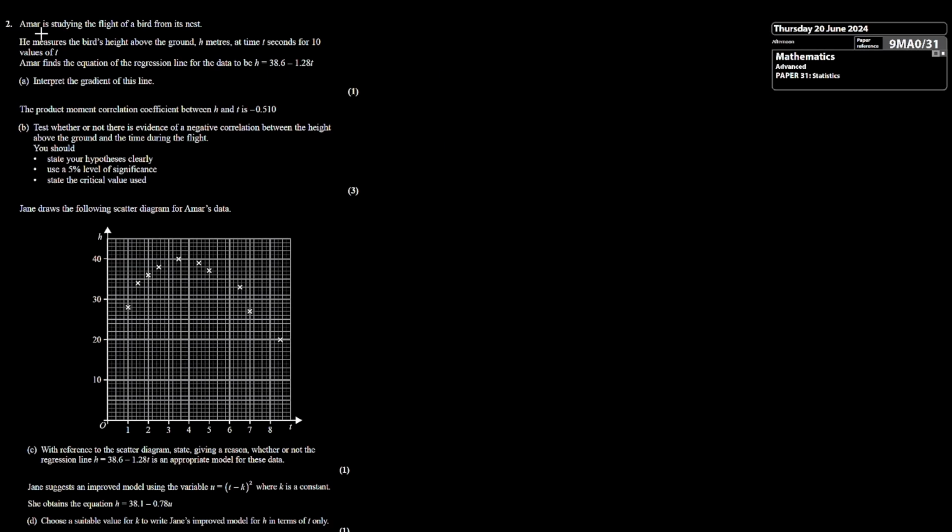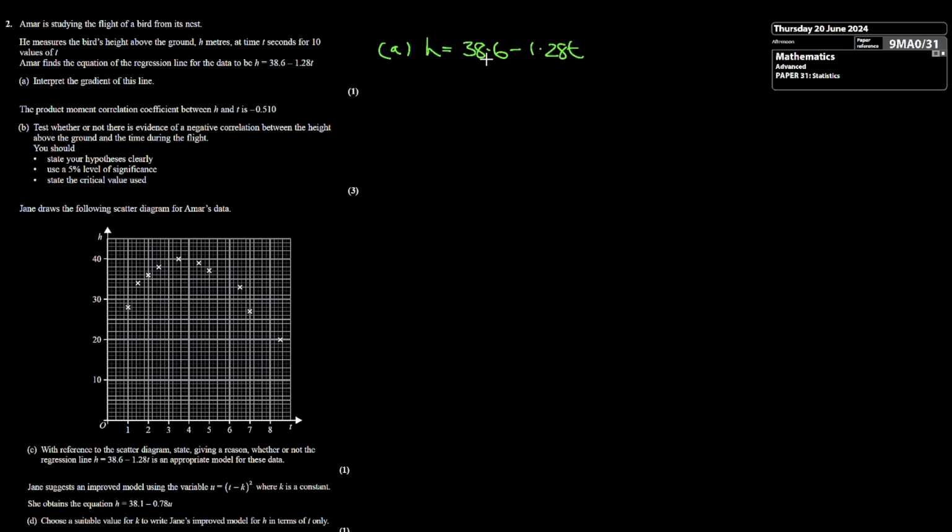Okay, in question 2, we've got Amar. He's studying the flight of a bird from its nest, measures the bird height above the ground, and that's measured in terms of h, and then time in seconds for the first 10 values of t. And he finds the equation of the flight of the bird is equal to this expression here.